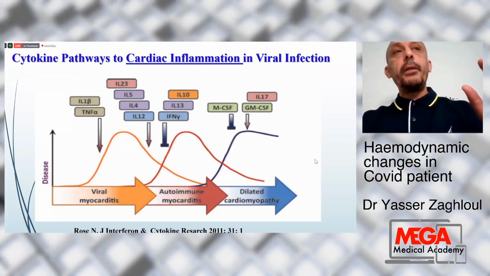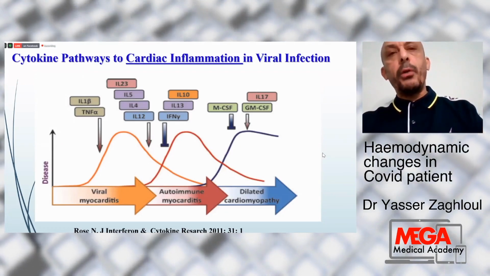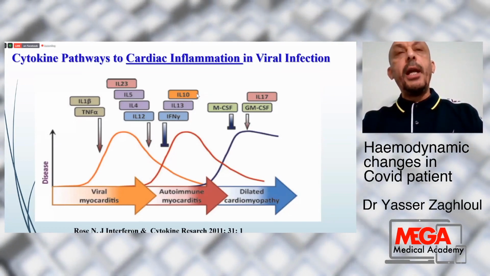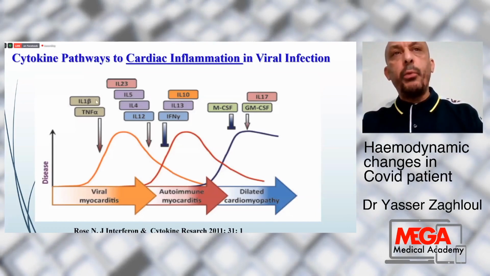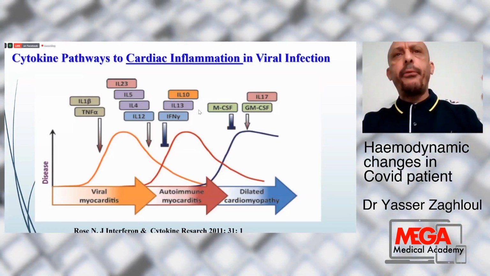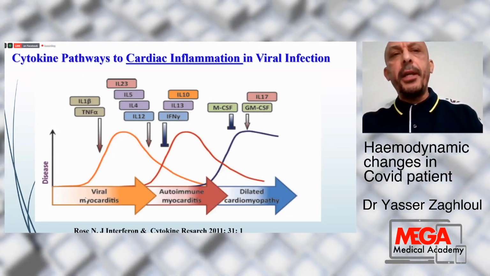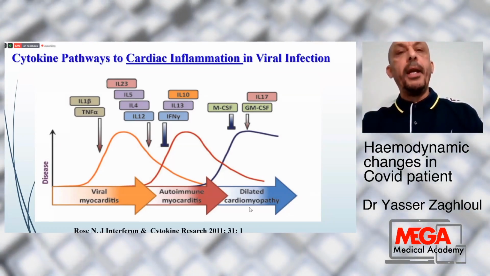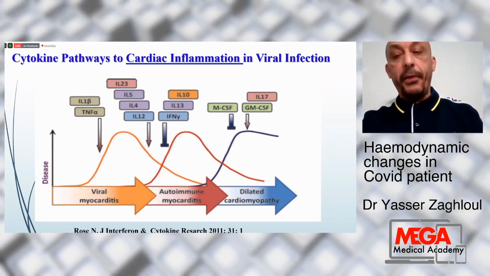As you know, there are cytokine storms in patients with COVID. And actually, it is not limited to the COVID virus. Most viral infections may cause cardiac inflammation. And according to the severity or the release of the cytokines, either interleukins, CSF, or necrotizing factors, you have stages. The first stage is viral myocarditis, then autoimmune myocarditis, then dilated cardiomyopathy. So this can occur with any severe viral infection.